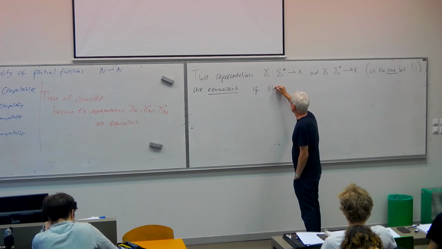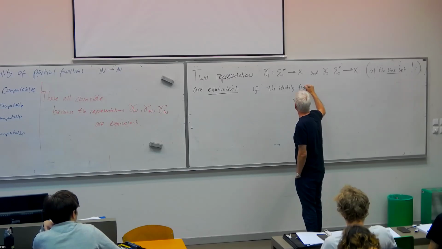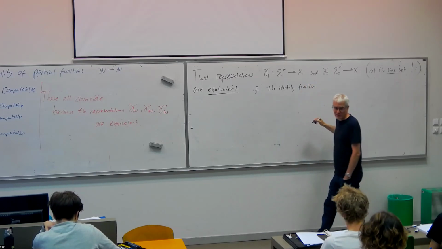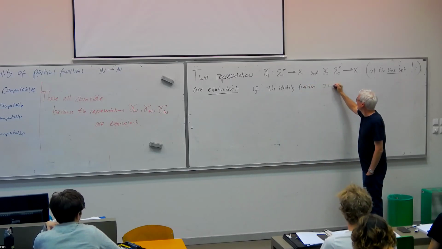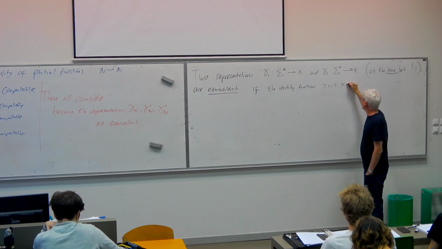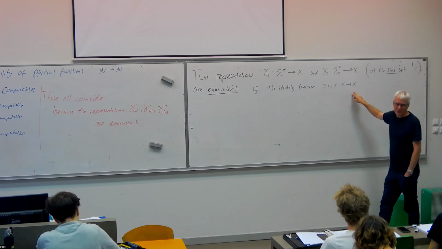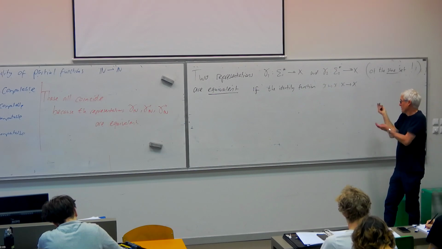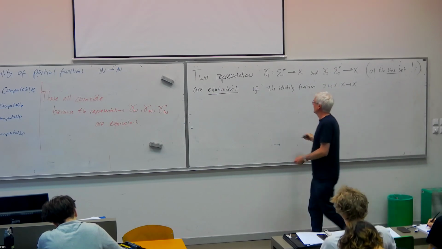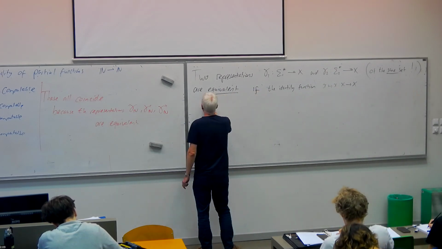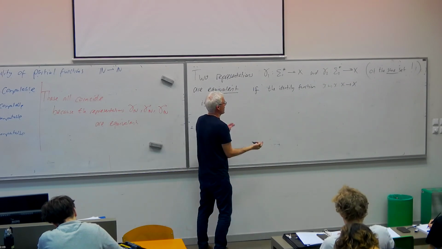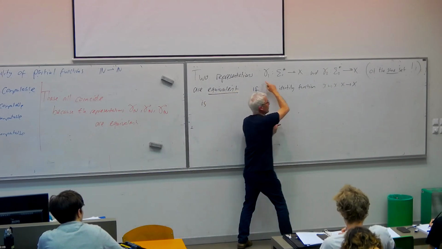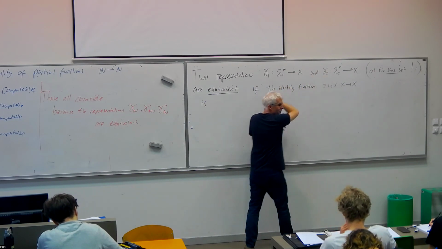If the identity function is the total function on the set X, of course this goes only in one direction, but it's going from the set to itself. But it needs to be computable in both directions, in the sense both computable from sigma 1 to sigma 2 and from sigma 2 to sigma 1.